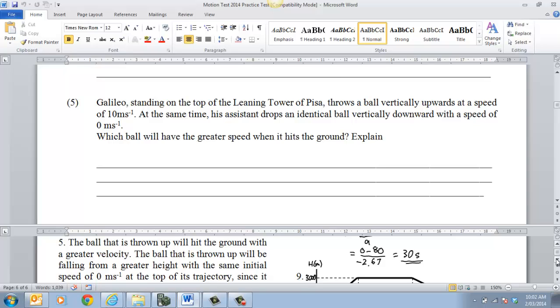The reason why it's going to be slightly different is the one that Galileo throws up goes up at 10 metres per second, and when it returns to the original position where he threw it up, it's actually going to be moving downwards at 10 metres per second. This is the other key concept. So therefore, it's already going to be moving faster than the ball that's dropped, and it will continue to accelerate, and therefore its velocity will get faster.